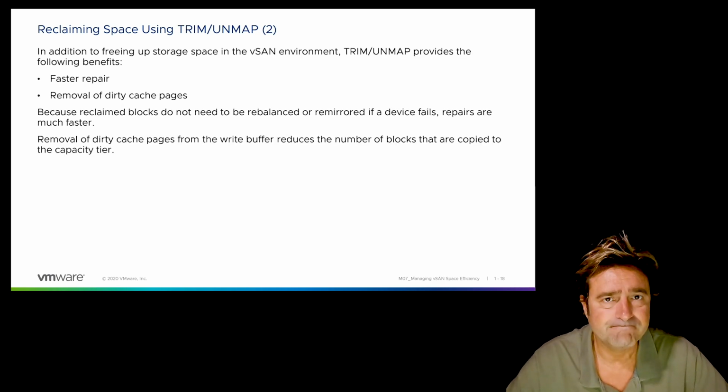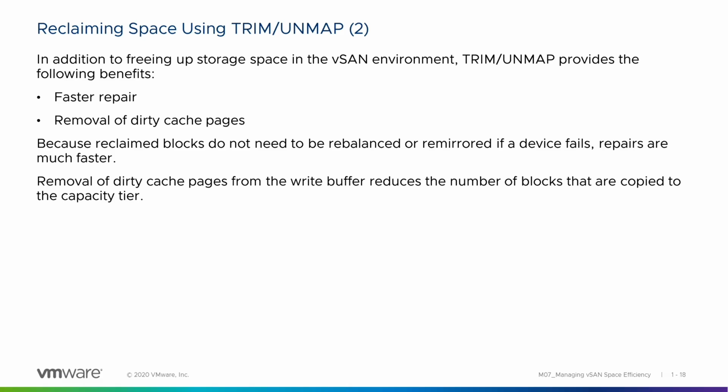And when you take a look here, as we talk about the advantages, they mention faster repair, and they mention removal of dirty cache pages. Just in case you don't understand what they mean by that, notice it says because reclaimed blocks do not need to be rebalanced or remirrored if a device fails, repairs are going to be a lot faster. And at the bottom, it says removal of dirty cache pages from the write buffer reduces the number of blocks that are copied to the capacity tier.